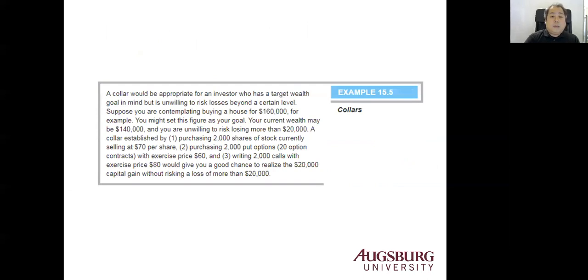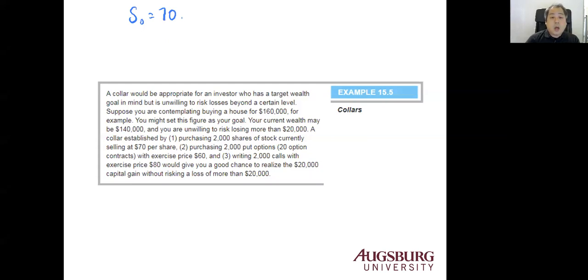Suppose you are contemplating buying a house for $160,000. You might set up this figure as your goal. Your current wealth may be $140,000, and you are unwilling to risk losing more than $20,000. So you don't want to lose more than $20,000. You have $140,000 current wealth, and then you have a goal of $20,000 more. So you could collar a stock by purchasing 2,000 shares of stock currently selling for $70 per share.